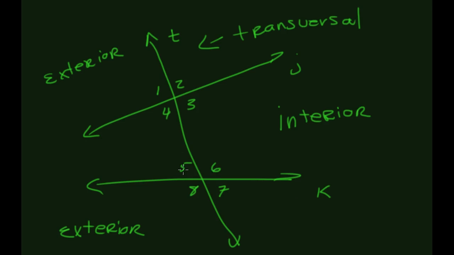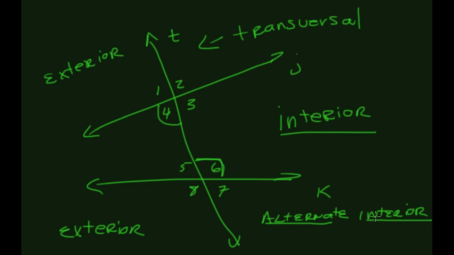The first thing to note is, inside, so interior, the ones that are on the opposite side, like 4 and 6, are an angle pairing that we're going to refer to as alternate interior angles. So 4 and 6 are alternate interior. They're in the interior, but they're on opposite sides of the transversal. You have another pair of them, 5 and 3, which are also alternate interior angles.